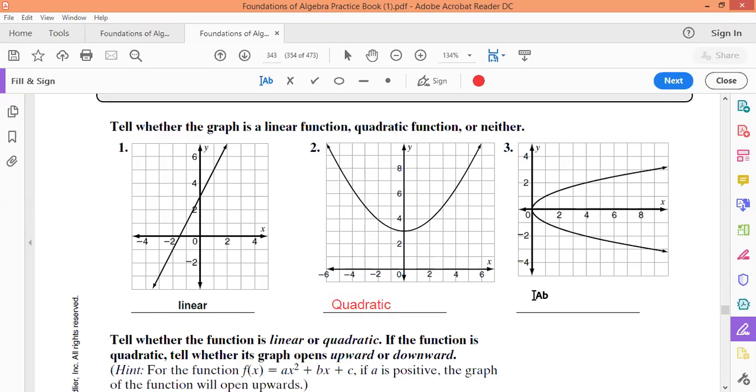Quadratic. And look at this third graph, it's not U-shaped upside or downside, so it's neither.